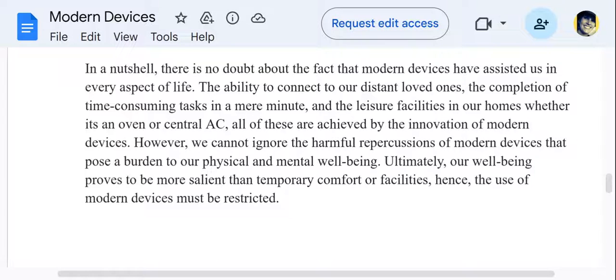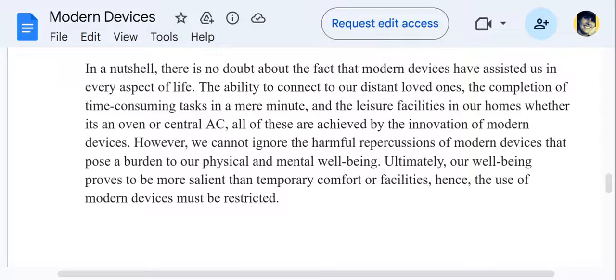Now, how they begin the closing of the essay in the conclusion, in a nutshell, is very conversational. However, I think you would be better served to say something like, in conclusion, or indeed. Indeed helps to create emphasis. And so, indeed, there is no doubt about the fact that modern devices have assisted us in every aspect of our life. However, in a nutshell is a little bit too conversational. So just be aware of that, right writers?